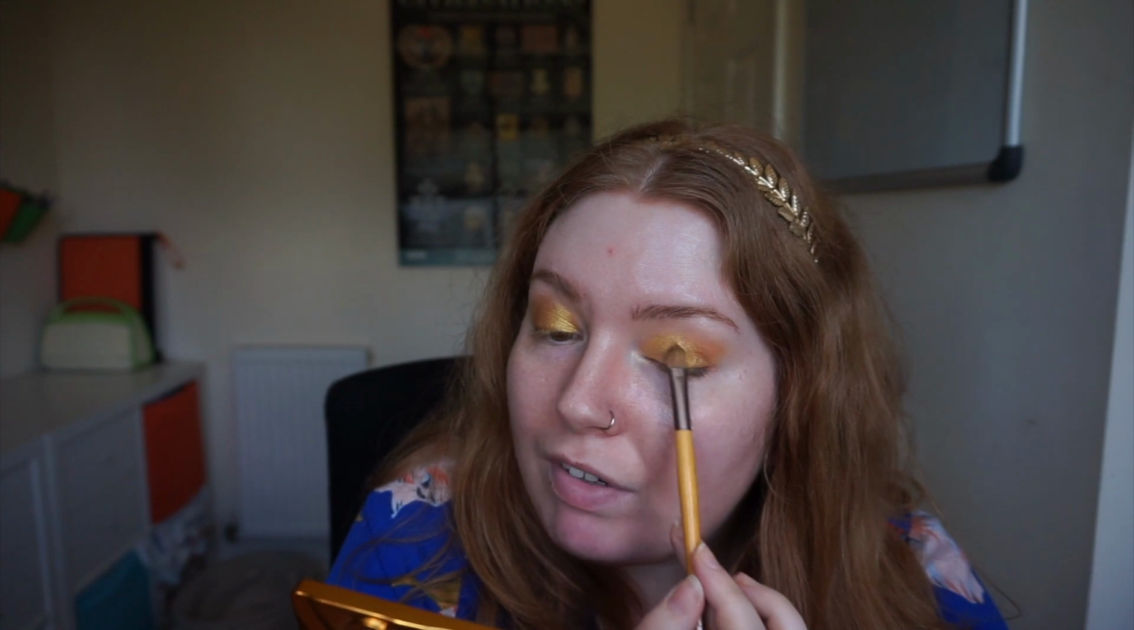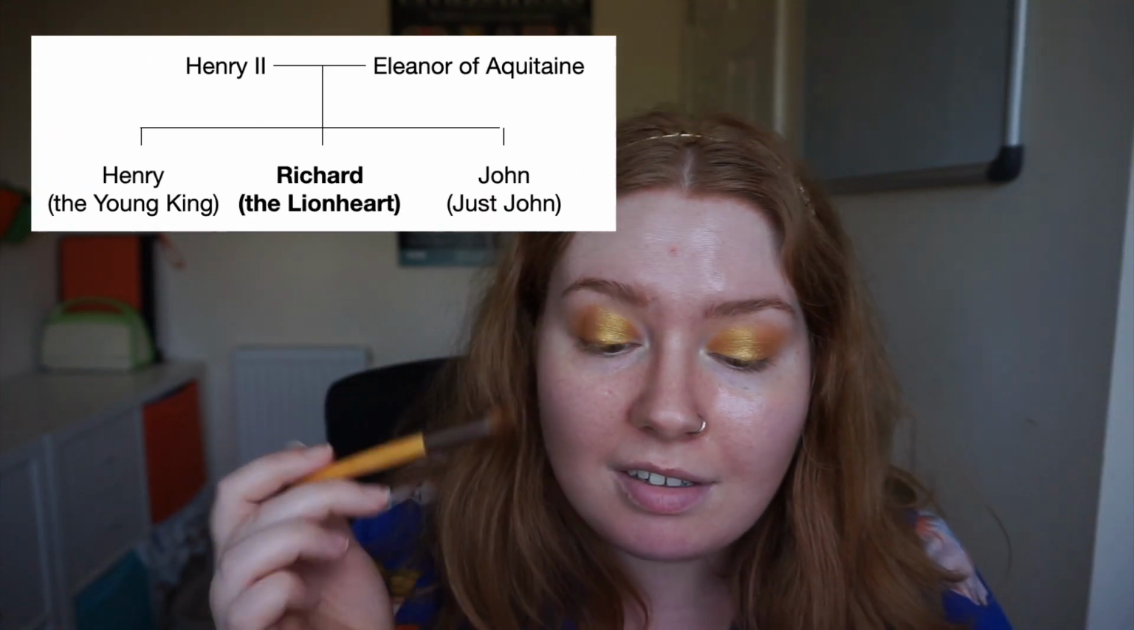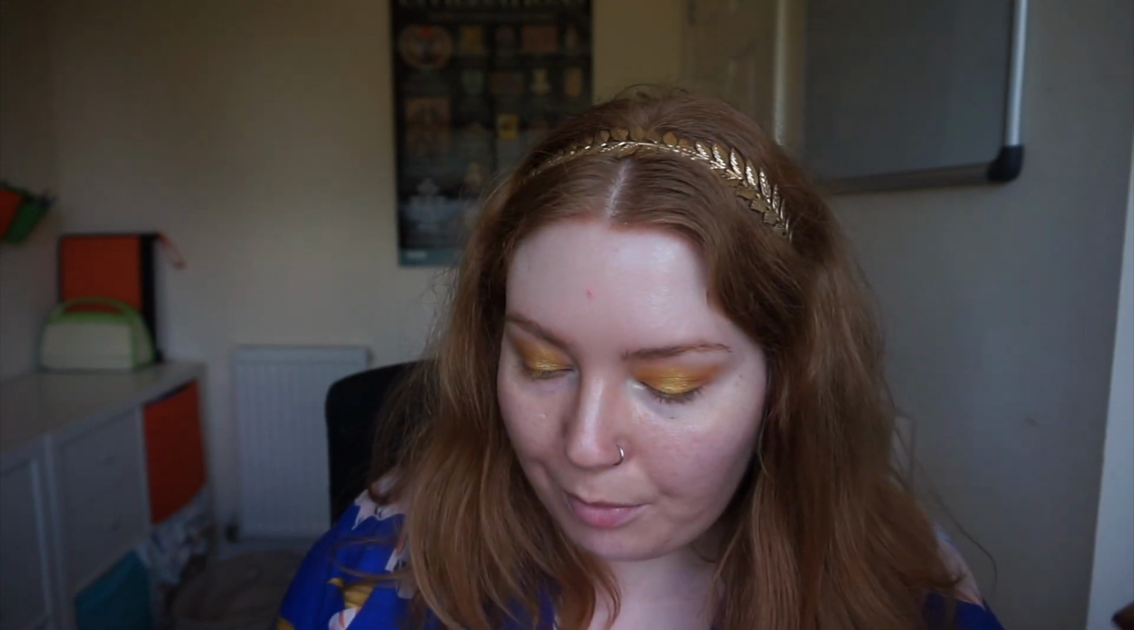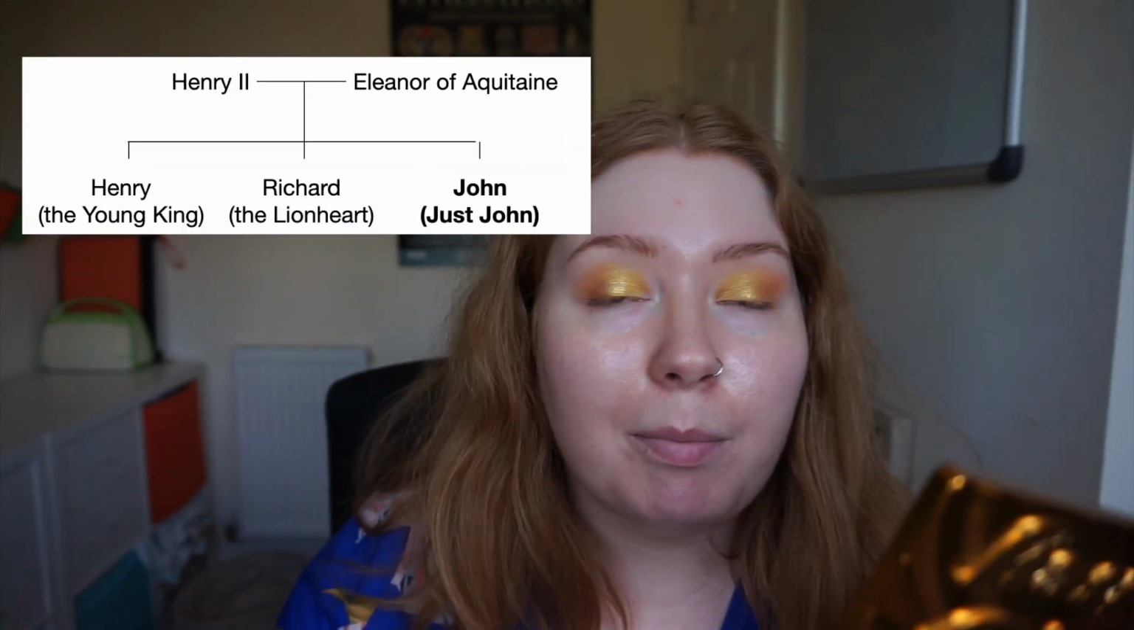And instead Richard becomes the next king, and we know him as Richard the Lionheart. Now Richard the Lionheart didn't really care about England. He didn't really like it. He thought the weather was bad, and he spent all his time going on crusades in the Middle East. He actually ends up dying on crusade, and his younger brother, called John, becomes the next king.